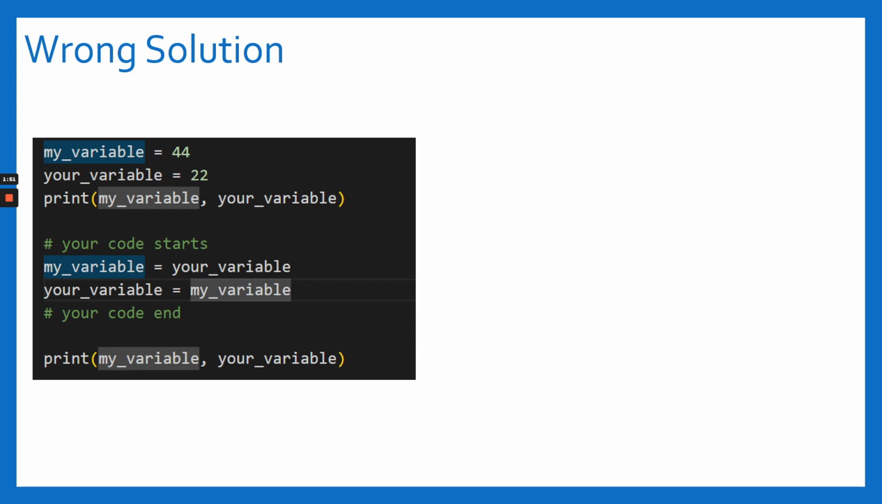So what happens if you execute this code? You get something like this. You see, you get the value 44 and 22, which is the output of the first print statement here. Print my variable 44, your variable 22. Then after the swap or the supposed swap instructions, we use the same print statement to output the values of the variables again. And you see that you get 22 and 22. You lost 44 here.